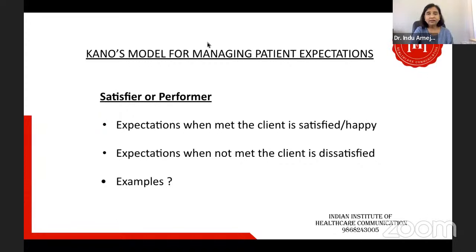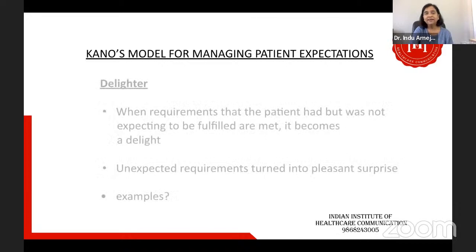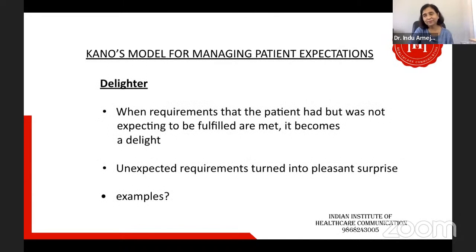There was one more answer, let me check. Okay, having a smile on the face of the clinician. Okay, patient's expectations are met. Yes, I think these really go a long way in satisfying your patient. Smile plays a very big role. The moment you smile, the whole environment becomes light. People feel connected and wanted and respected. The third level need, which is now being exploited by a lot of corporate hospitals, is called delighters.